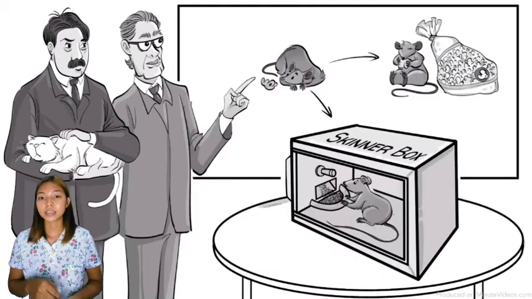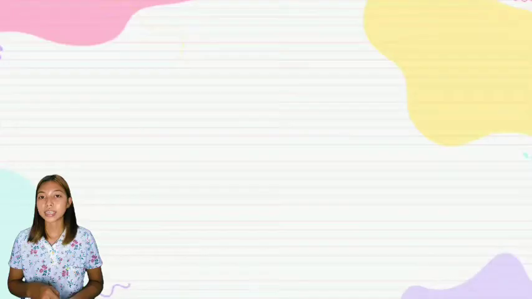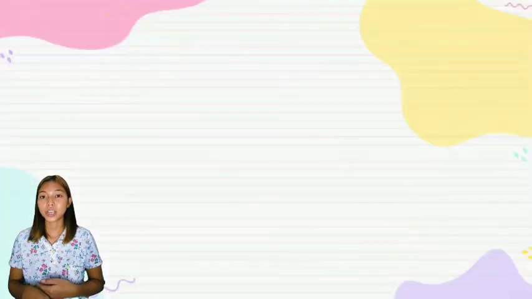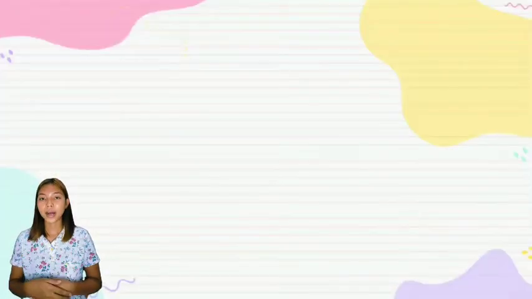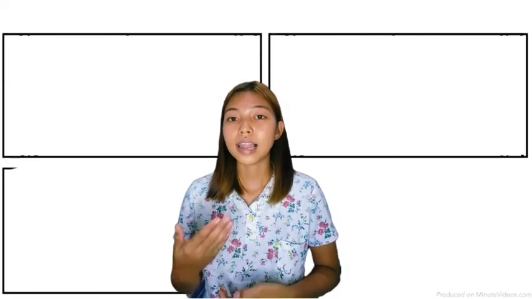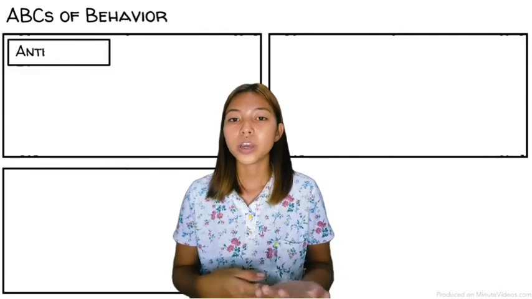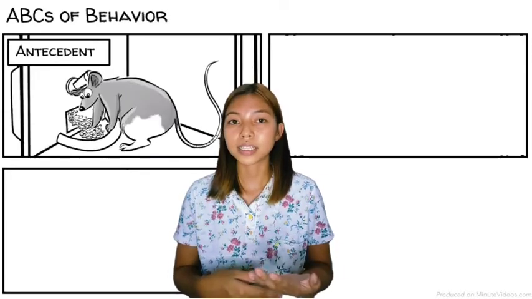To test this, he placed a rat inside an operant conditioning chamber, which later became known as the Skinner box. Among other things, inside the box was a lever that would release food when pressed.